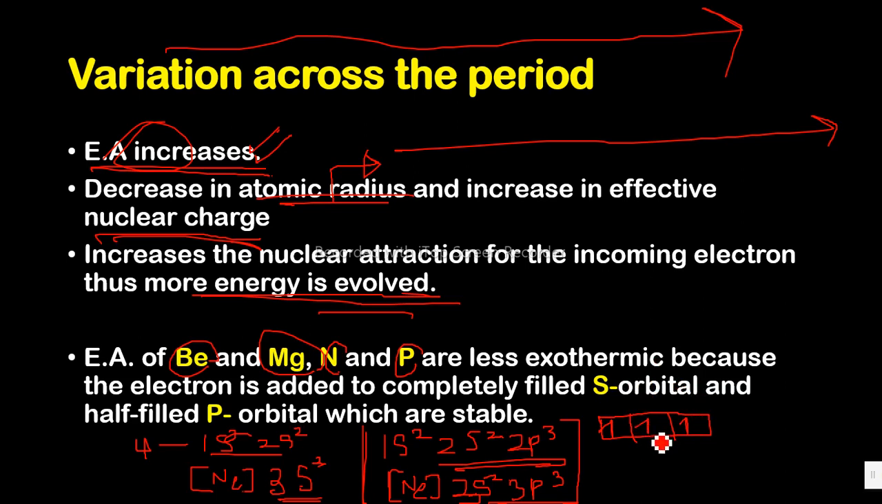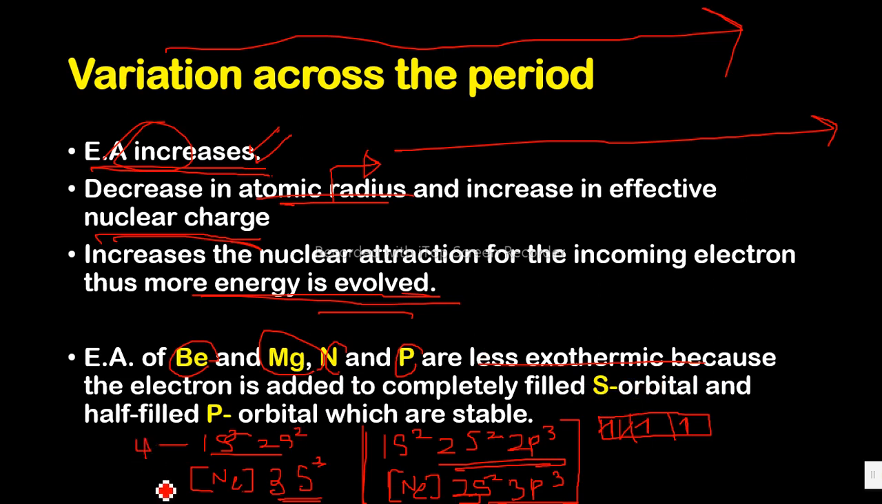It is thermodynamically stable. So adding the fourth electron will destabilize this configuration, this atom. It relatively offers less force of attraction, and so the addition of that electron is going to be less exothermic.